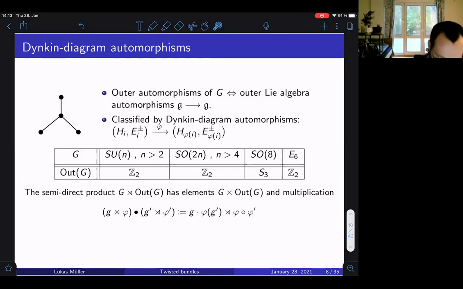And then we can form the semi-direct product group, which has as elements just the usual product, but the multiplication is twisted in the following sense. So the multiplication of 2 elements like this is on the outer automorphism just composition, but then we move this G prime past the phi, so we act with it on the G prime. And this group will be important later on when I come to twisted bundles.